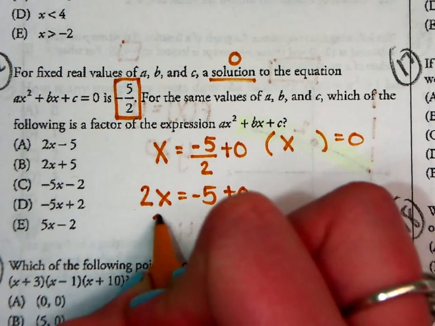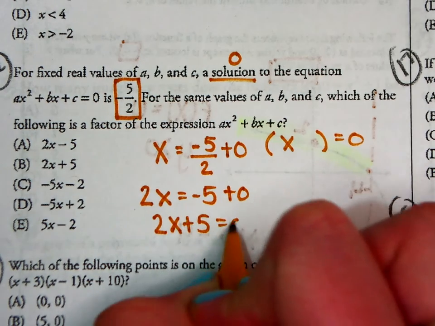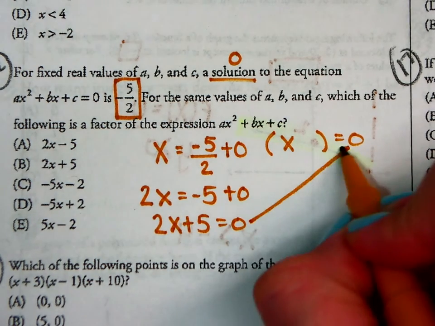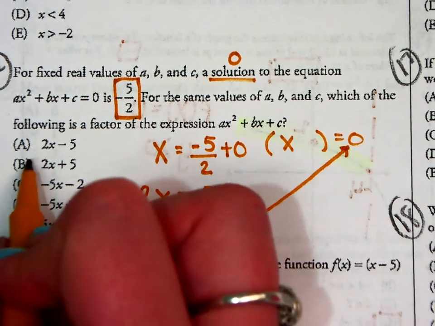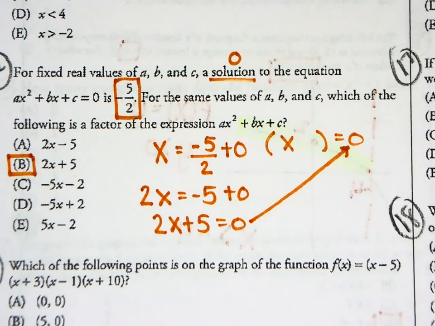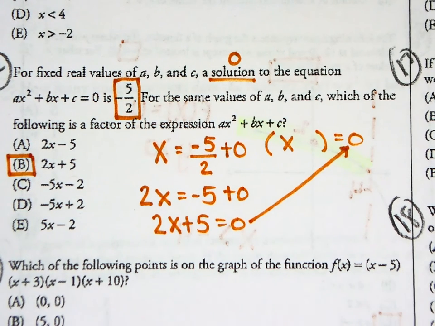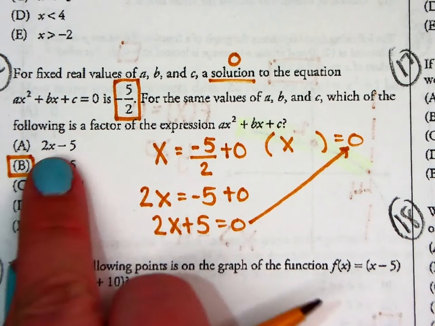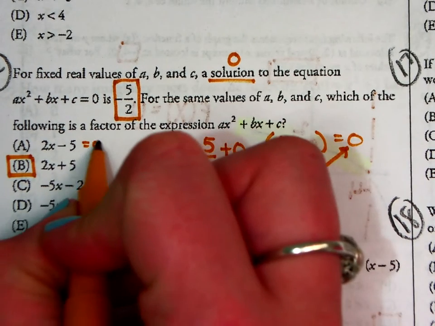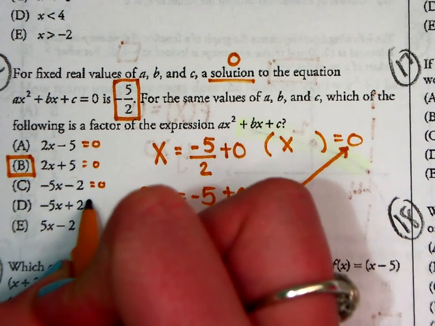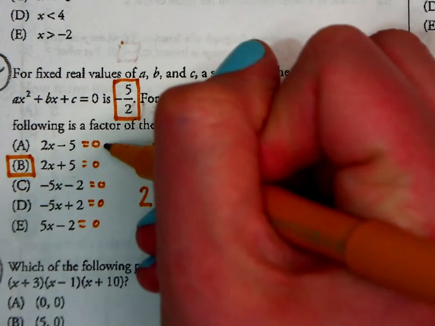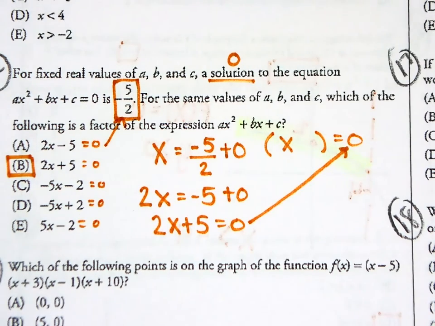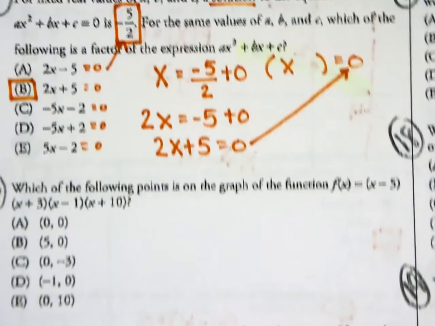Then I would add 5, so I would get 2x plus 5 equals 0, which is what we want it to be. So looking at our equation, option B is the only one that matches that factor. You're basically unsimplifying the factor. Now let's say you didn't think to do it this way. You could always solve each one of these and set each one equal to 0, and you're looking for which one is going to match negative 5/2. So there are 2 different ways to do this problem, just whatever you're comfortable with.